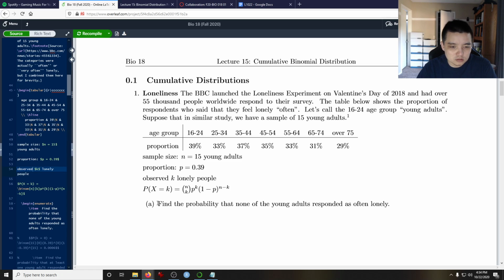Oh, I should have read the task first. We are going to find the probability that none of the young adults responded as often lonely. So the description is often lonely. And from the table, the young adults that are often lonely are these 39%, 39% of young adults. And from there, we're going to plug in various values for k.